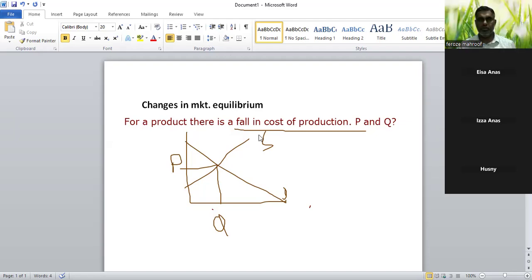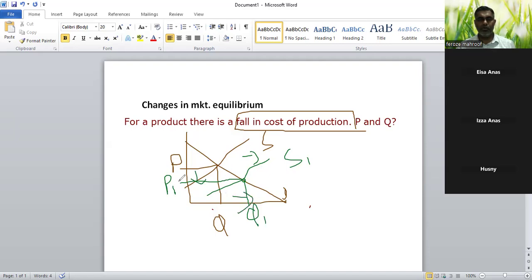Okay. So it's related to supply. So if the cost of production decreases, supply will increase. Now, if the cost of production increases, supply will decrease. So supply will be shifted to the right side. After shifting to the right side, the new price is P1. The price has fallen down. New quantity is Q1. The quantity has increased.